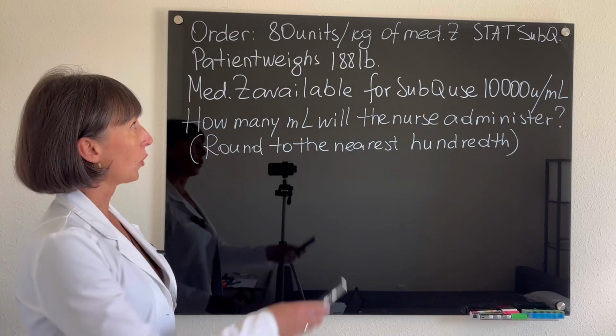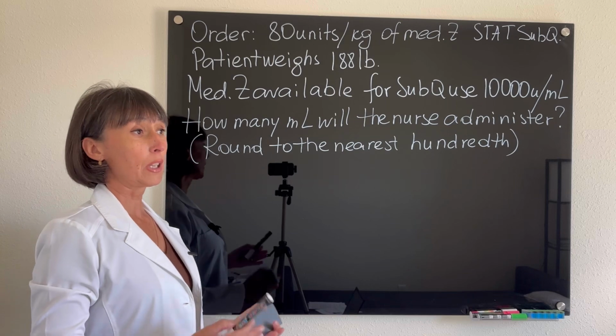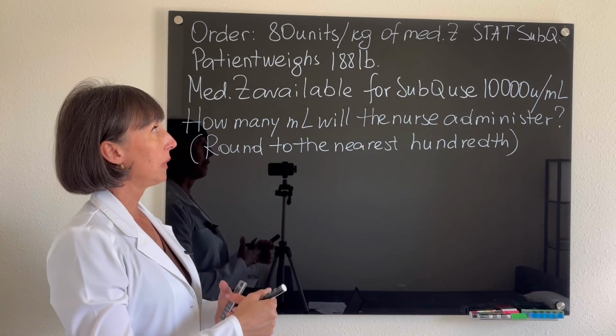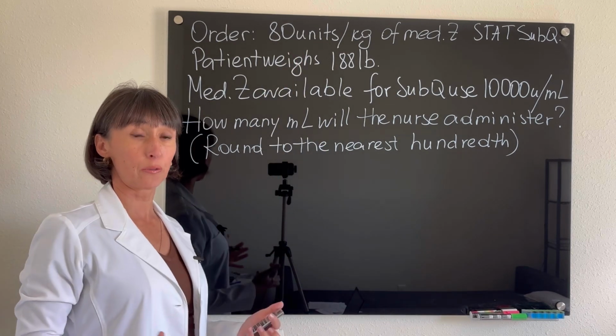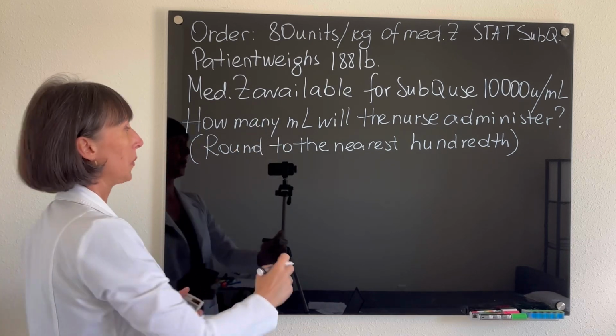First, let's look at our order, and we see that it's per kilogram of body weight, and our patient weighs way more than 1 kilogram. So let's figure out how many kilograms our patient weighs and how many units are appropriate for our patient. So we're converting pounds to kilograms first.